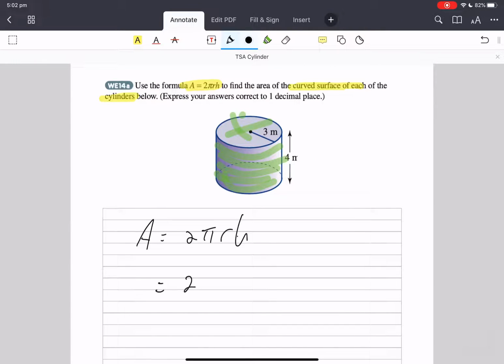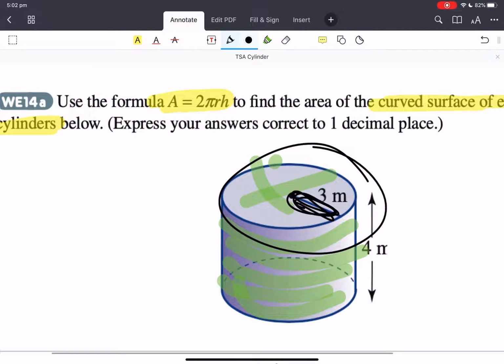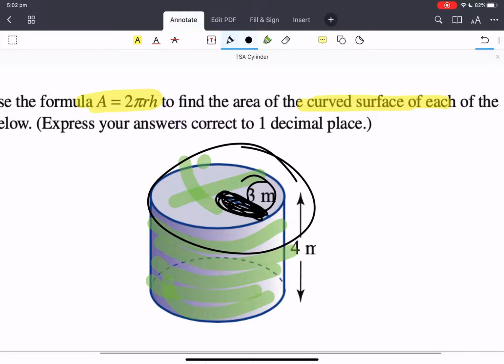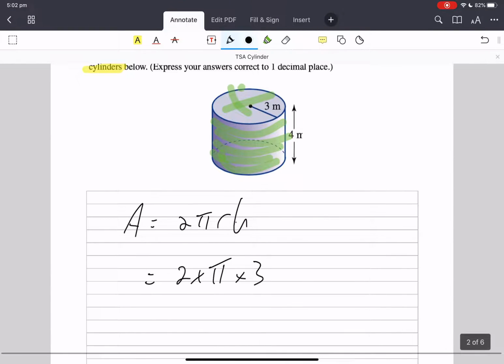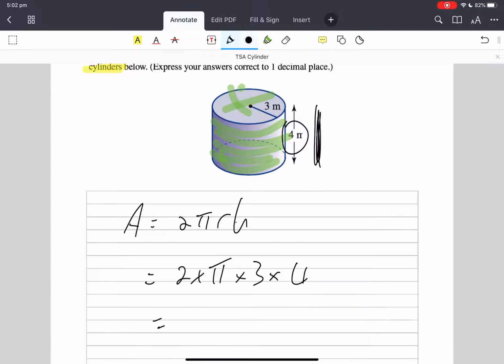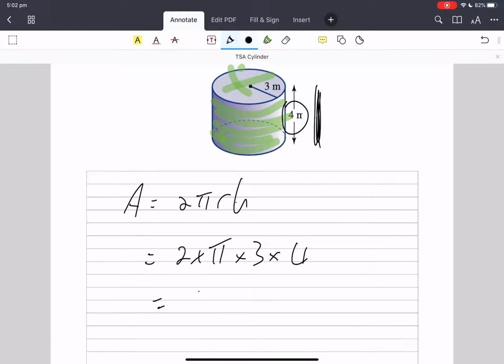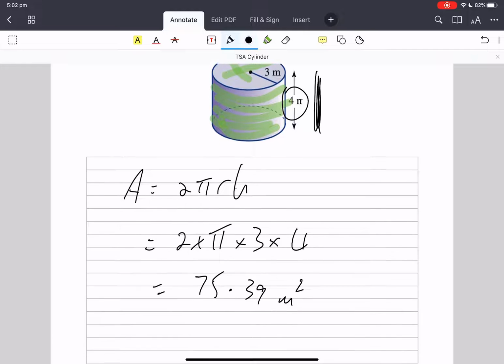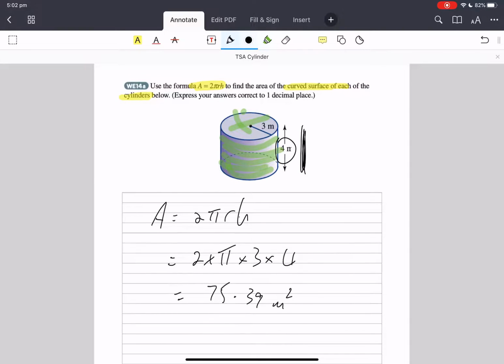So here it's just 2 times pi times my radius. What's my radius? I reckon it's 3. And what's my height? 4. Where's my calculator? 2 times pi... Hope you guys are faster than me. 75.39, that'll do. And it's metres squared. That's just the curved surface area. Okay, next question.